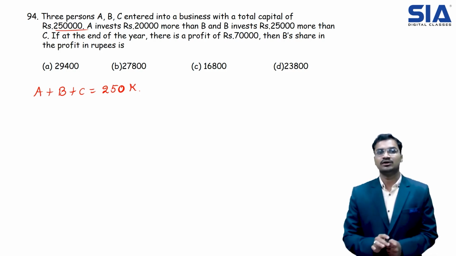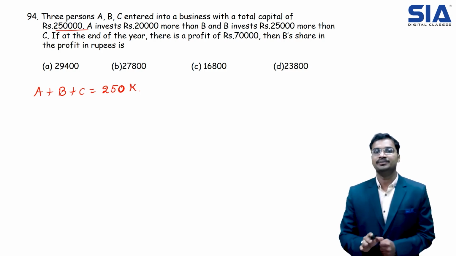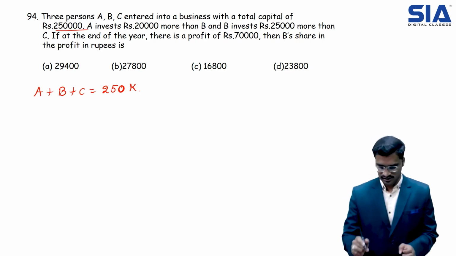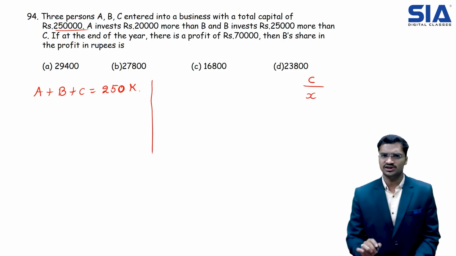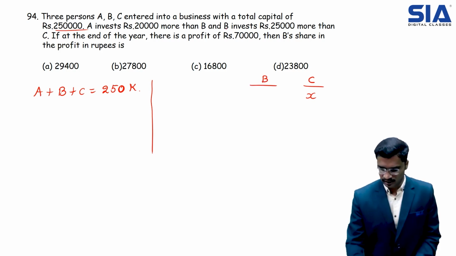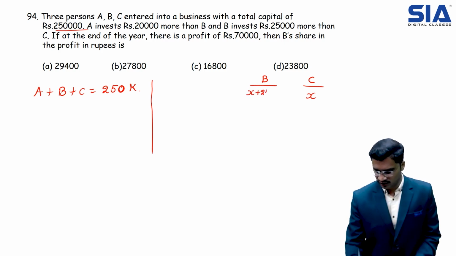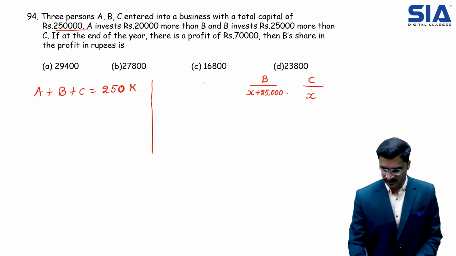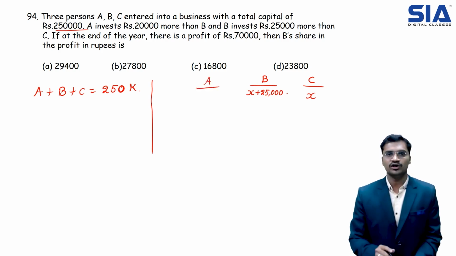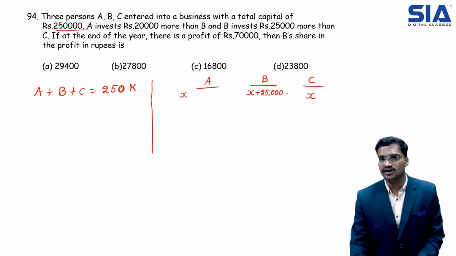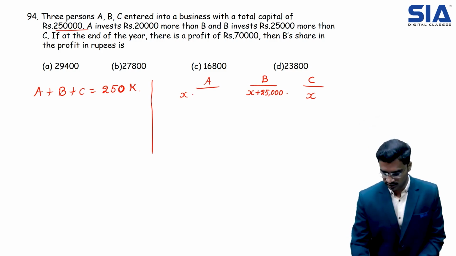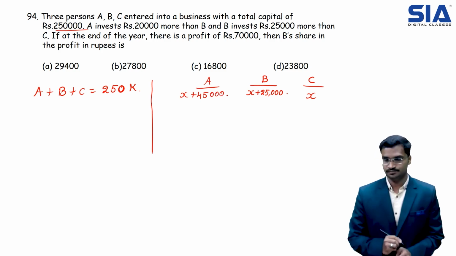Then A invested 20,000 more than B and B invested 25,000 more than C. So let us see, if C is investing X rupees, then B is investing 25,000 more than C. And in the same way, A is investing 20,000 more than B. So A is investing X plus 25,000 and additionally a further 20,000, which is X plus 45,000.